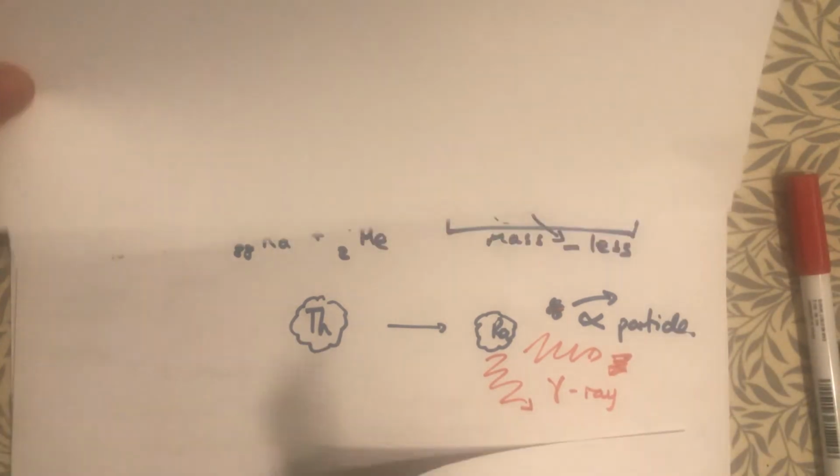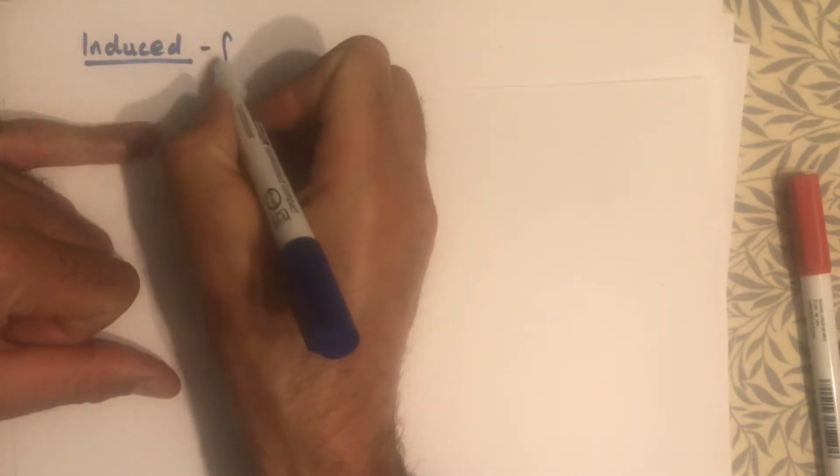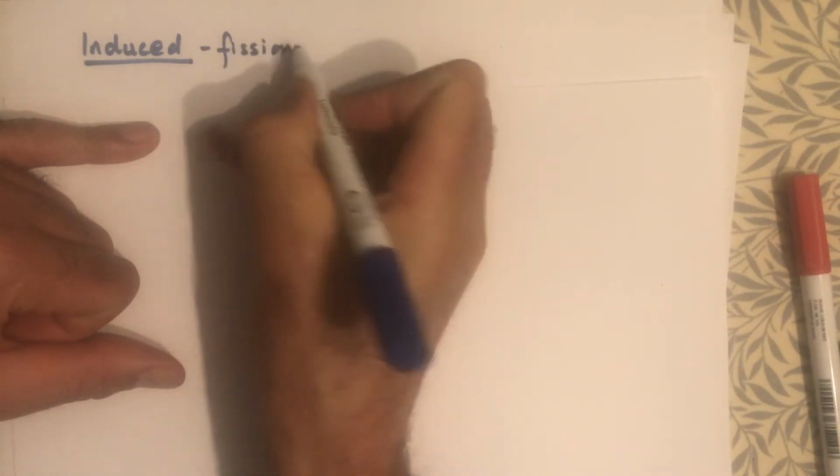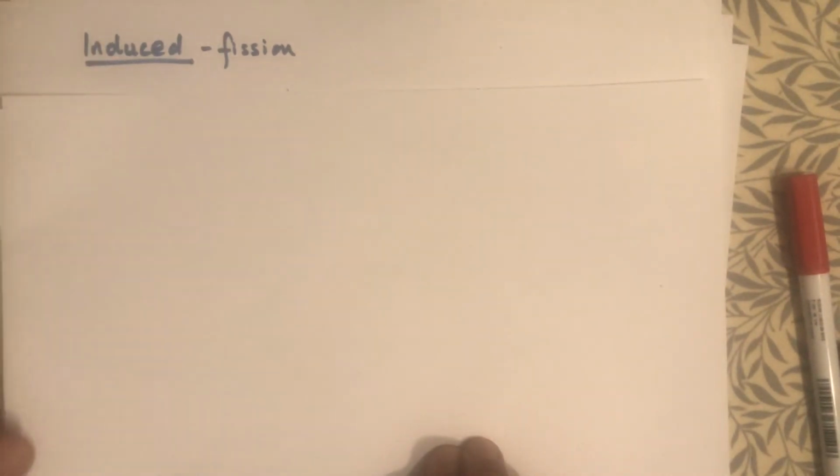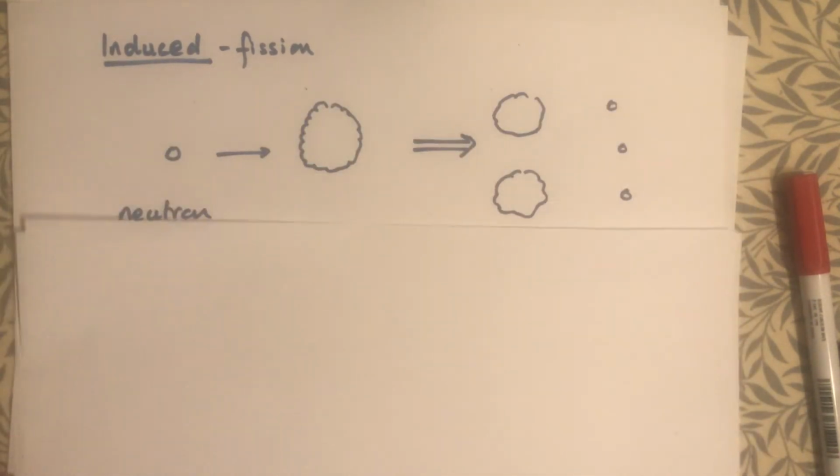Okay, other types of fission. Induced fission. Now, if you want something to happen, you induce an event. If you want someone to do something, you might give them an inducement. An inducement might be a good euphemism for a bribe. Anyway, let's just move on. I don't want to talk about any specific bribing events.